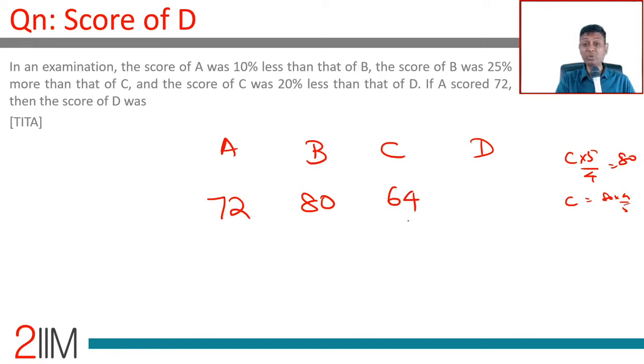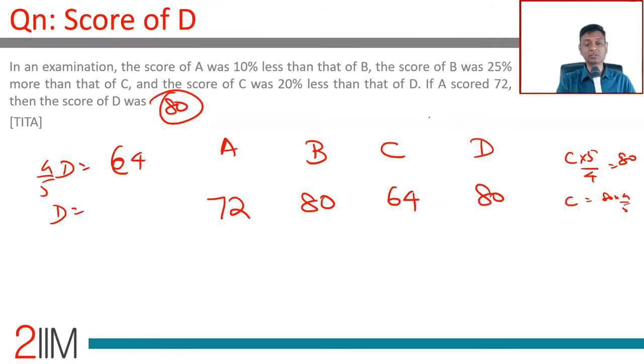The score of C was 20% less than that of D. 4 by 5 D is equal to C, which is 64. D is 64 into 5 by 4, back to 80. So they scored 72, 80, 64 and 80. Then the score of D was 80 marks.